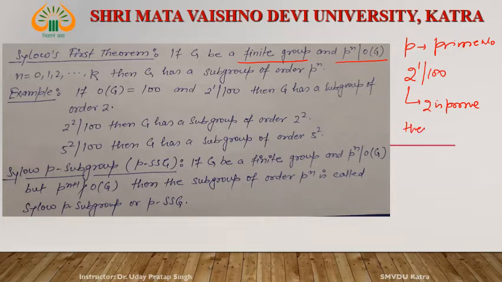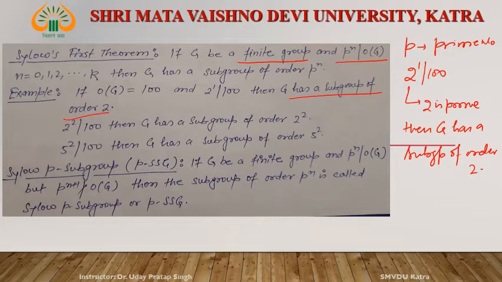Then G has a subgroup of order 2. Similarly, 2 to the power 2 divides 100, then G has a subgroup of order 2 to the power 2. 5 to the power 2 divides 100, then G has a subgroup of order 5 to the power 2. Right? This is Sylow first theorem. If p to the power n divides the order of G, then G has a subgroup of order p to the power n.